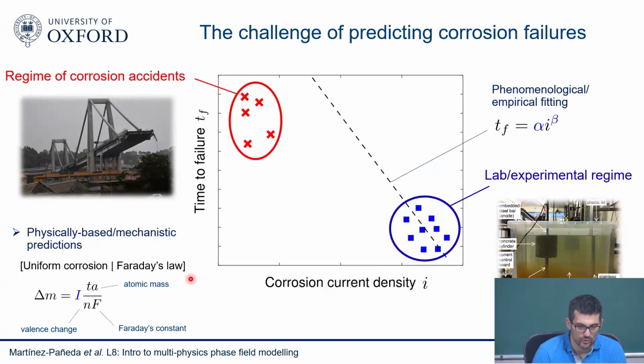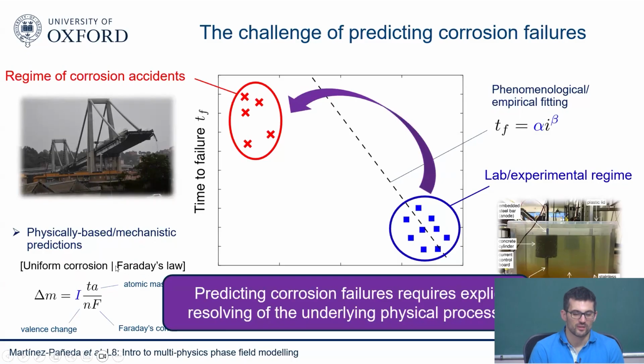So that's the challenge. We know that we need to replace these things by these things. We need to develop physically based predictions, but for problems that are much more complicated than this one, right? So the key takeaway is that, if you want to predict corrosion failures, if you need to extrapolate from here to here, then you need to explicitly resolve the underlying physical processes. You need models that rely purely on material parameters, physical parameters that you have full understanding of, and that will give you the confidence to go from a lab experiment that takes a few hours to a failure that occurs over decades. That's the idea.